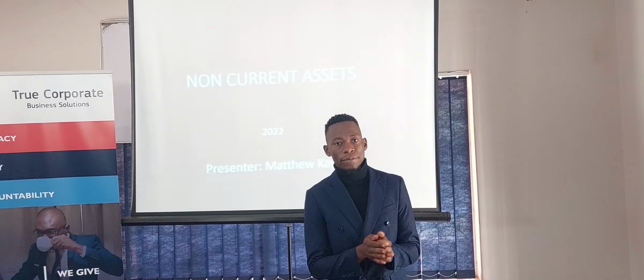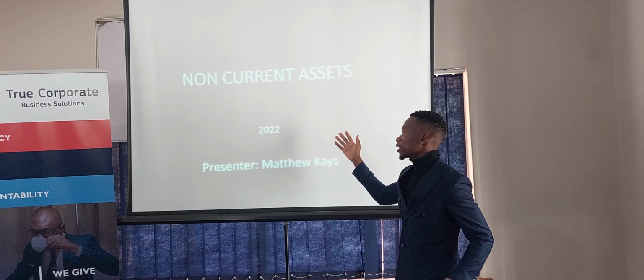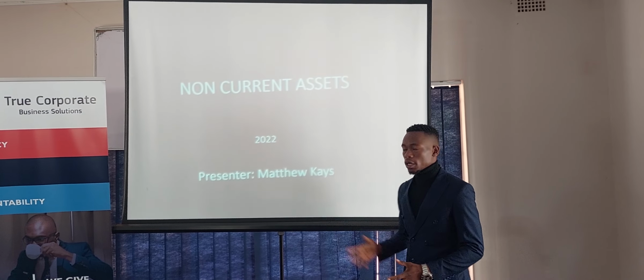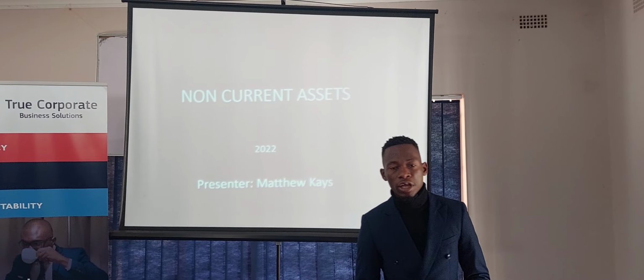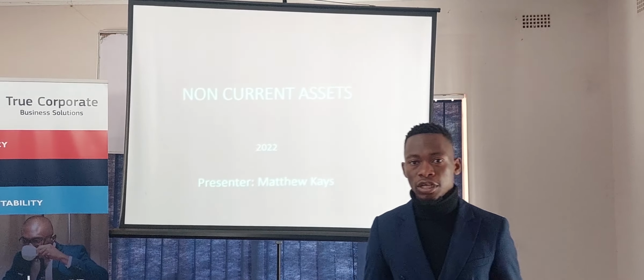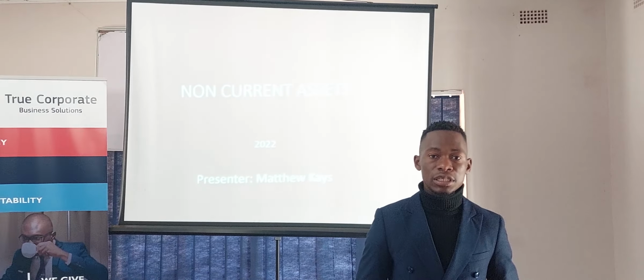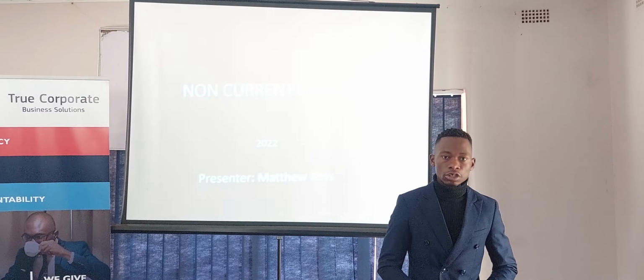Okay, today I want us to look at non-current assets. I'll be the one taking you through the financial reporting paper, previously known as F7, and the strategic business reporting paper, that is the professional paper.